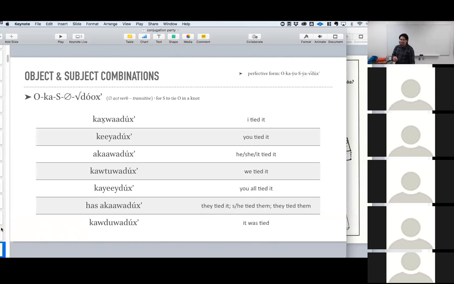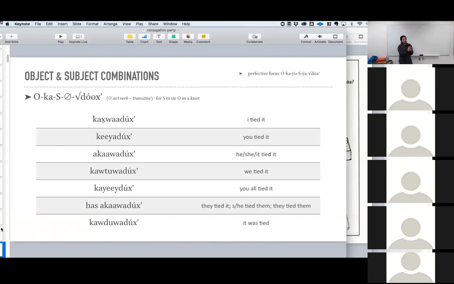So whenever we see the hus in the third person, it's impossible to tell how that's really working. It could be they tied it. It could be she or he tied them, like, she tied all of the shoes, right? And then it could be they tied them. You cannot tell. What you have to do is a little bit of extra work outside of the verb.